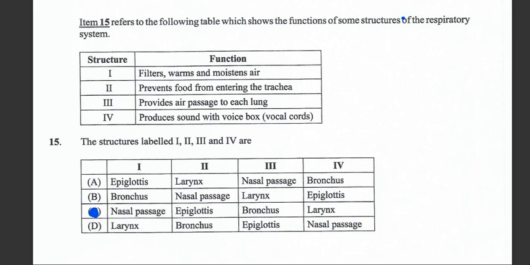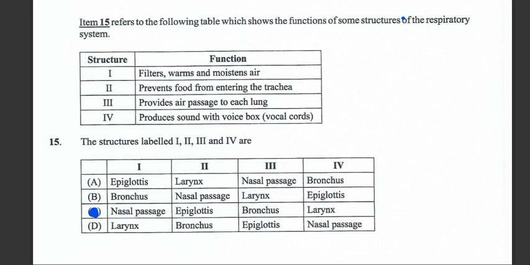Alright, so the structures labeled I, 2, 3, 4, we are talking about here. We have seen that for the nostril passage, it would be I. The nostril passage is where air is filtered, warmed and moistened.